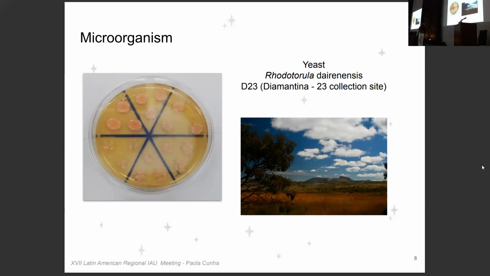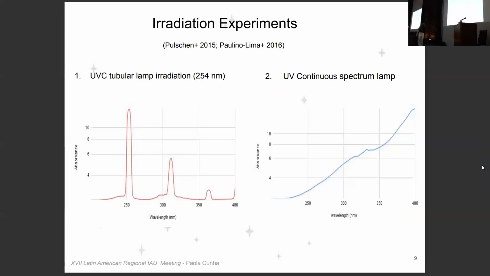Diamantina is an interesting place in Brazil with some characteristics analogous to Mars, for example, the radiation and the soil composition. And here I have a pic of my yeast in a petri dish. Okay, what about the irradiation experiments? We use two light sources. The first one is a UVC tubular lamp, and the second one is a UV continuous spectrum lamp. But what is the difference?